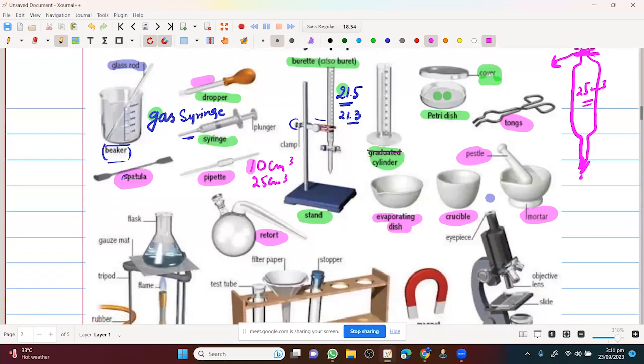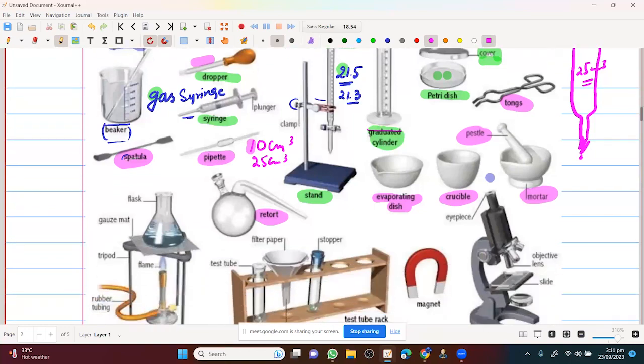Now, this is a very famous apparatus, the conical flask. Here only flask is written, but you have to write conical flask. Or in an exam you may read the words titration flask. But if you are asked to identify this apparatus, you will write conical flask. The conical flask is placed on this wire, which is called a gauze mat.